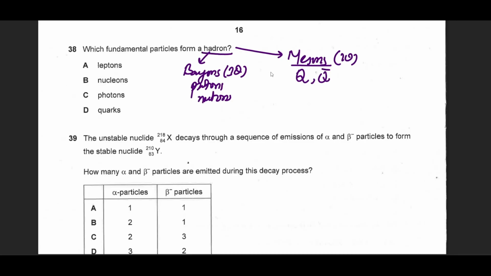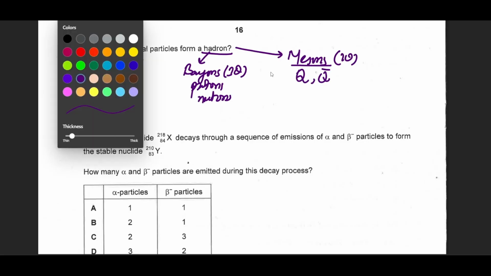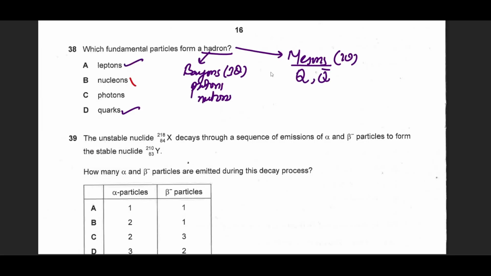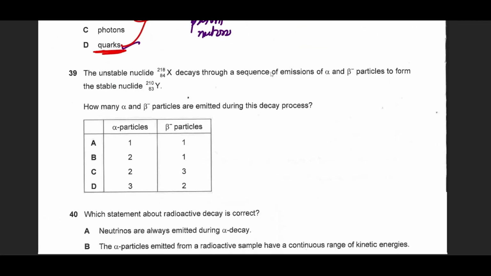So he asks, hadrons belong to which family? They need to have quarks. Leptons are a separate family. They have electrons and neutrinos. Nucleons belong to baryons, right? And photons are electromagnetic spectrum particles of nature, or electromagnetic radiation energy particles. So quarks is most likely for hadrons.